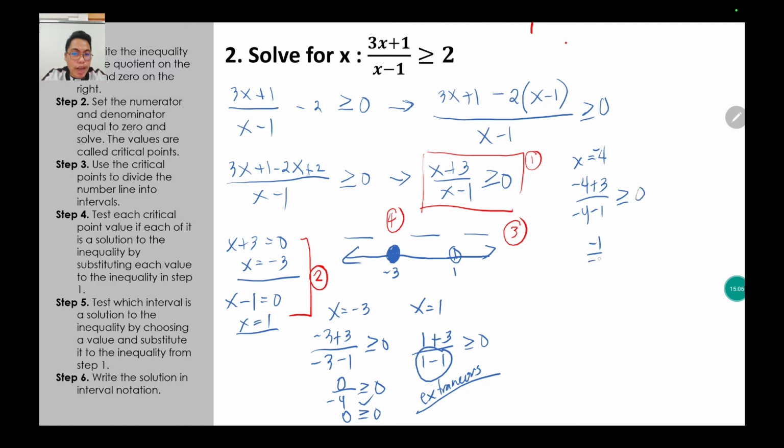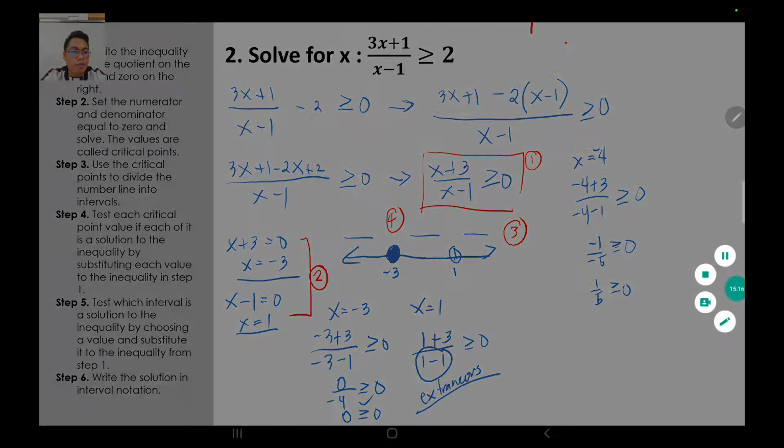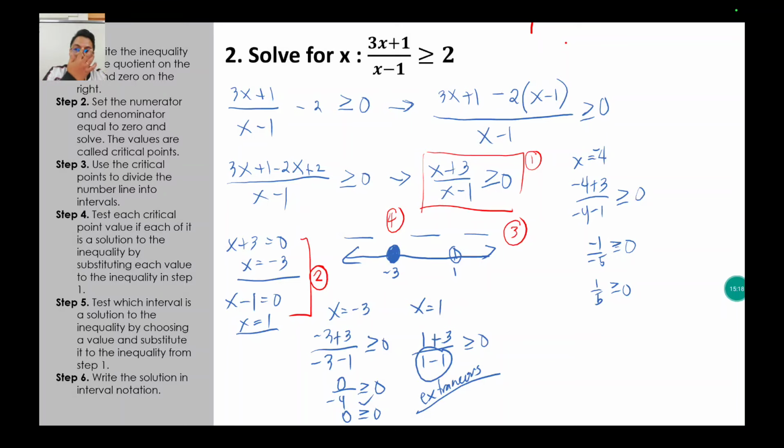-1 over -5 is greater than or equal to 0. And that is actually positive 1 over 5 greater than or equal to 0. So that is true. No? Positive value na 1/5 ay greater than 0. So true. So if this is true, we shade that area that we tested. So we go na to the middle part. Dito naman tayo sa interval na to.